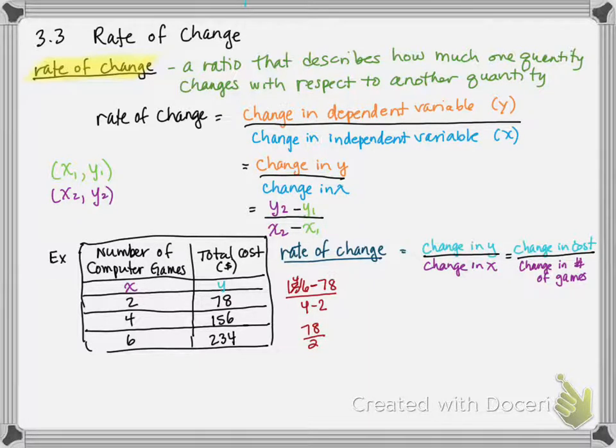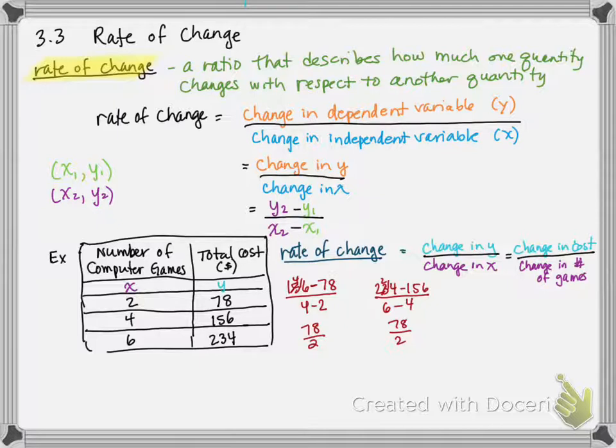Then let's try 234 take away 156, over 6 minus 4. When we do this math, we get 78, and then, did I do that right? Oh, I did 6 over 2, it's supposed to be 6 over 4. That's why that didn't look right. 6 take away 4, and we get a difference of 2. Again, just proving out that we have a constant rate of change.